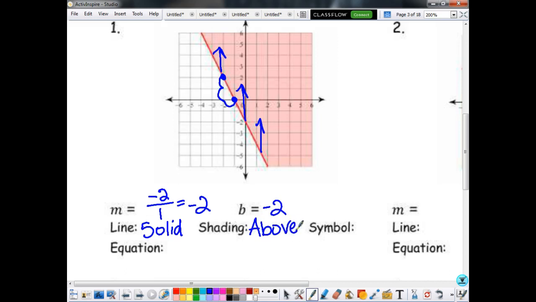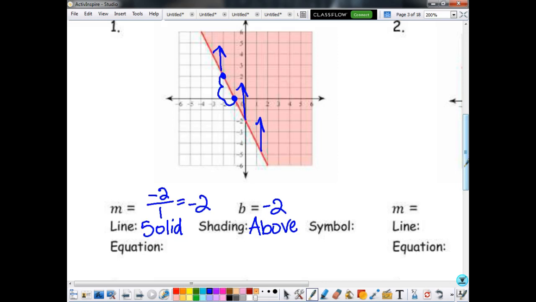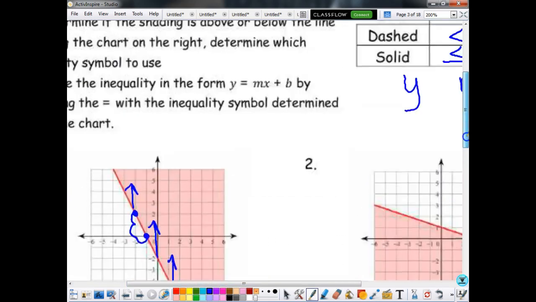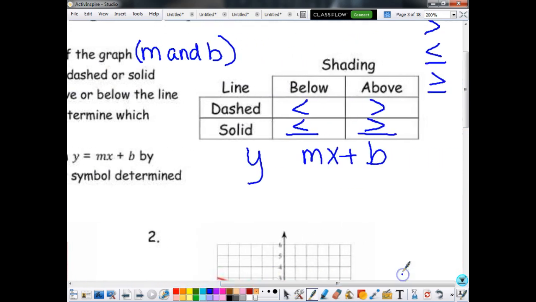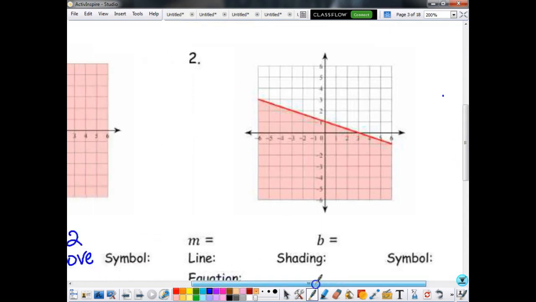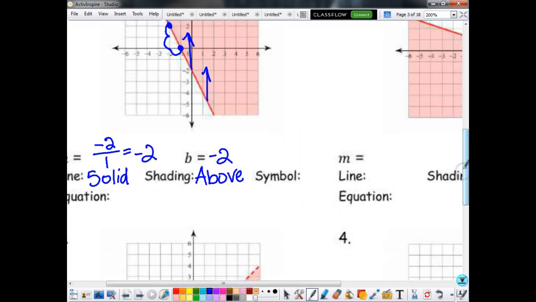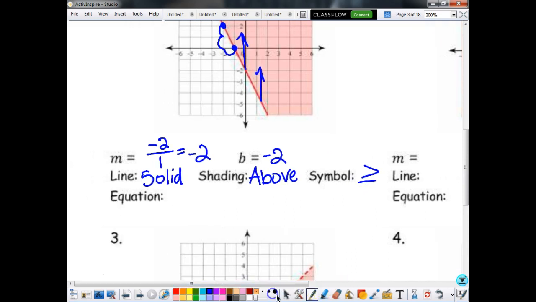So now that I know it's solid and above, I can use my chart to decide what symbol I'm going to use. If I go back to the chart, it's solid and above, that means it would be this symbol, the greater than or equal to symbol. So that's going to be the symbol that I'm using. And so now I have all the requirements to write my line. It's going to be y, then my symbol greater than or equal to, m which is -2, x, plus b, but b is -2, so I'm just going to write -2.